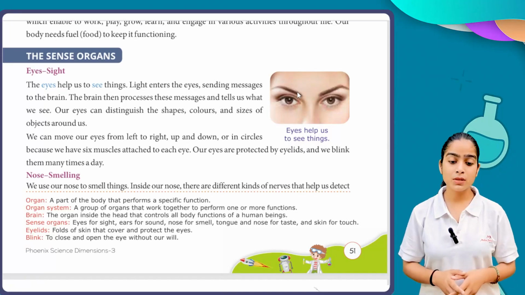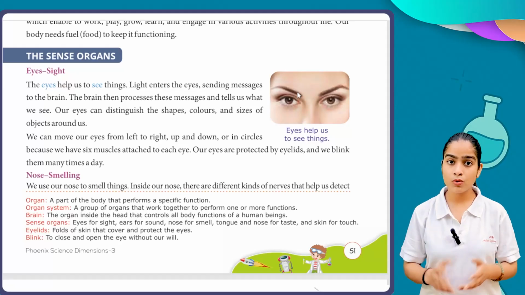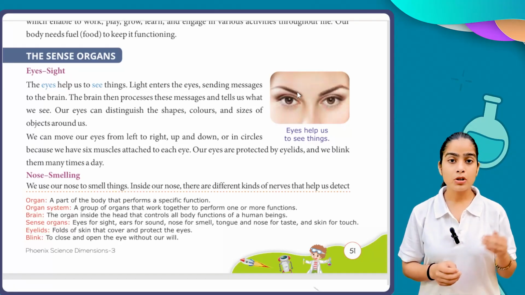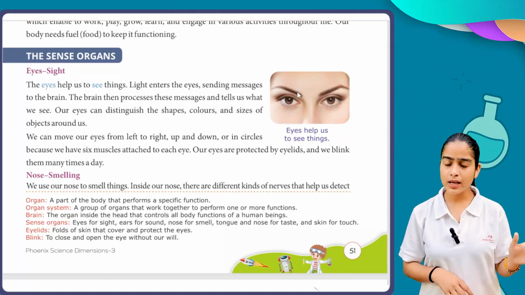Because we have 6 muscles attached to each eye, our eyes are protected by eyelids and we blink them many times a day. You don't even know how many times you blink, right? Because sometimes we do it purposely and sometimes we do it without any purpose. It is just a random blink we have.